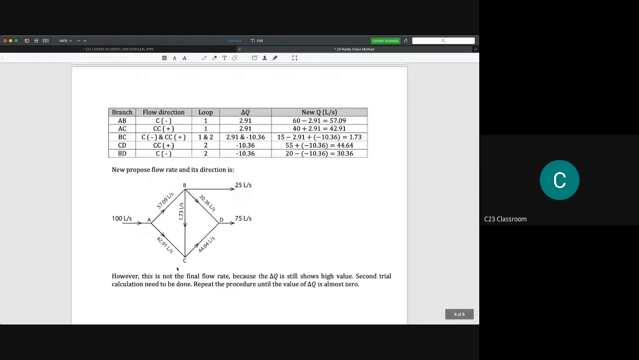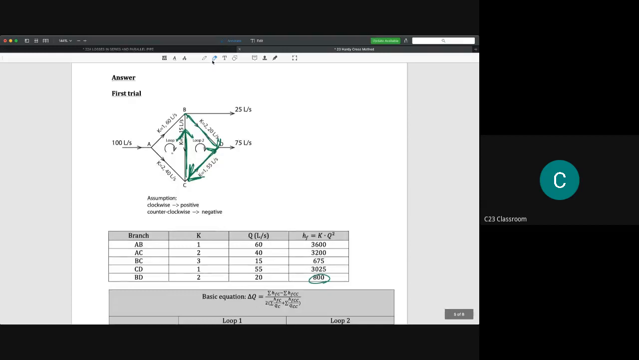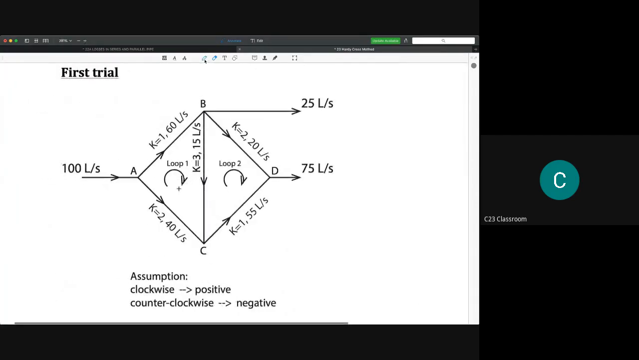So what you need to do is first draw a table like this. For AB here, the flow is clockwise, then we need to minus the delta Q. AC is counterclockwise, then we need to add the delta Q. Let's see the graph here. From AB, because it is clockwise, we need to minus the delta Q, so we minus the 60 here with the delta Q. And here the flow is counterclockwise, so we need to add 40 liters per second with the delta Q.